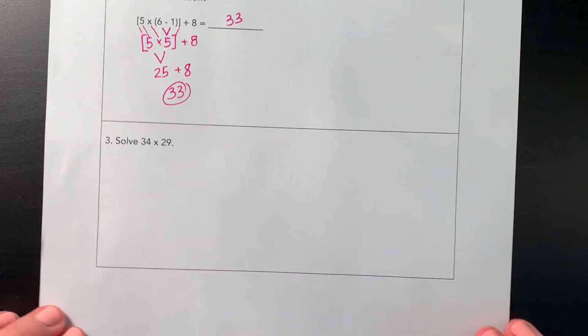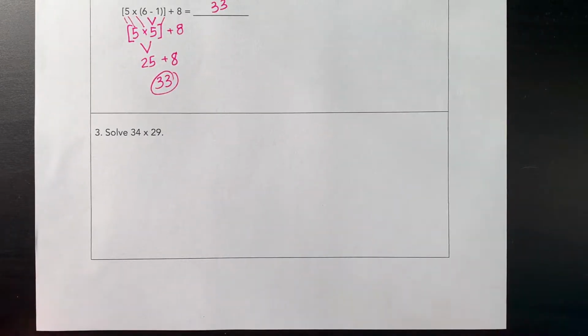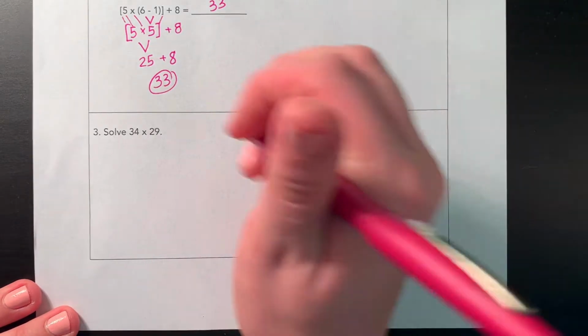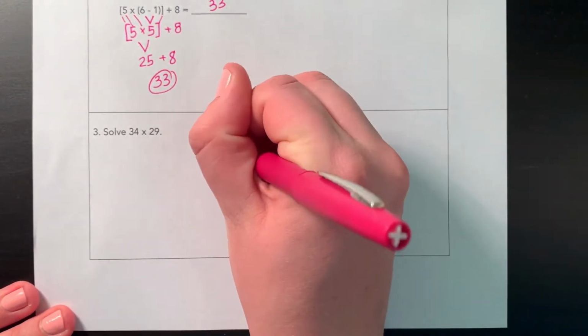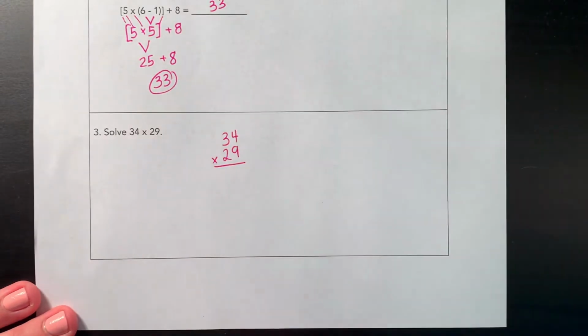Okay, let's move on to number 3. All right, so we have a few multiplication problems in this study guide. So you're allowed to do whatever method you want, box method, partial products. For this one, I'm going to start with partial products. And for the next one, I will do box method. So let's start with partial products.